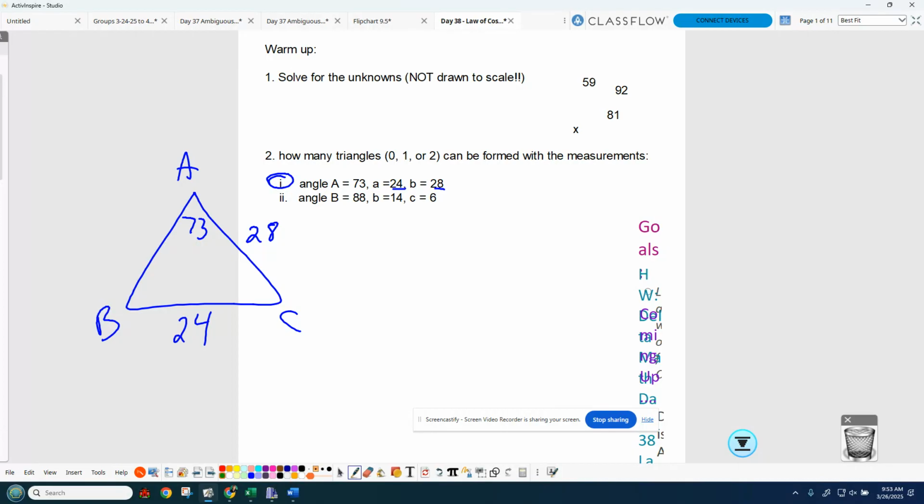Zach, what would we do here? We want to know how many triangles we can make. I don't know. What do I do? How about we find angle B? How do I do that?